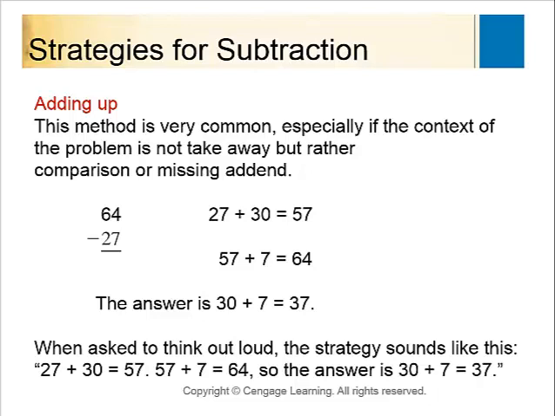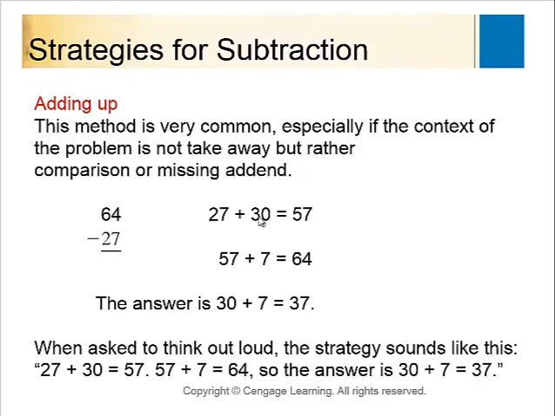Alright, in this method for subtraction, we're using kind of a comparison type method, and what you'll be doing is you'll start with the 27. You'll say, okay, I want to get from 27 to 64, so what do I need to add to 27 to get 64, but I don't want to go over, so let's add something easy. So they added 30. Notice 27 plus 30 is 57. If you would have added 40, you'd have been at 67 and you would have been over, so you had to have added the 30.